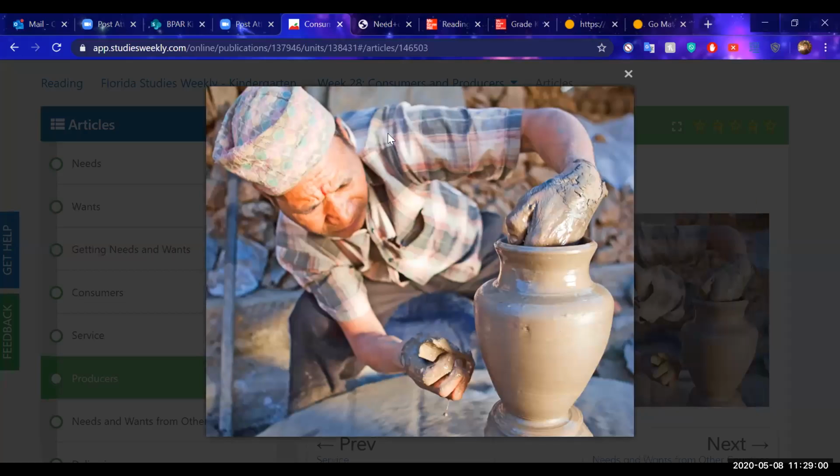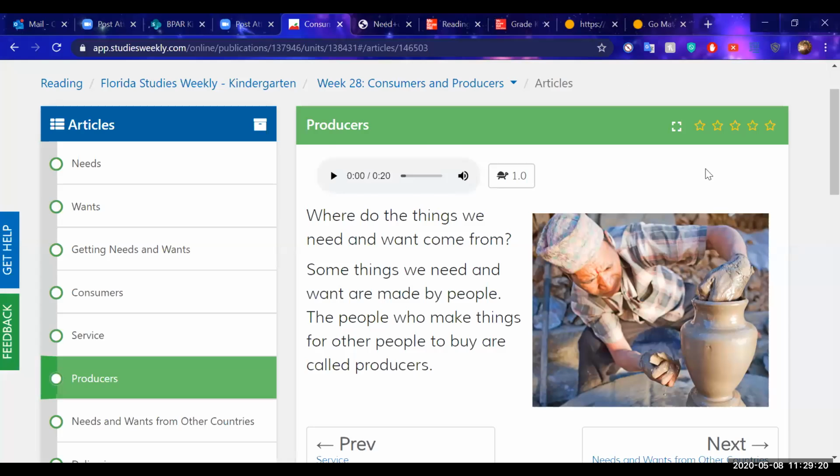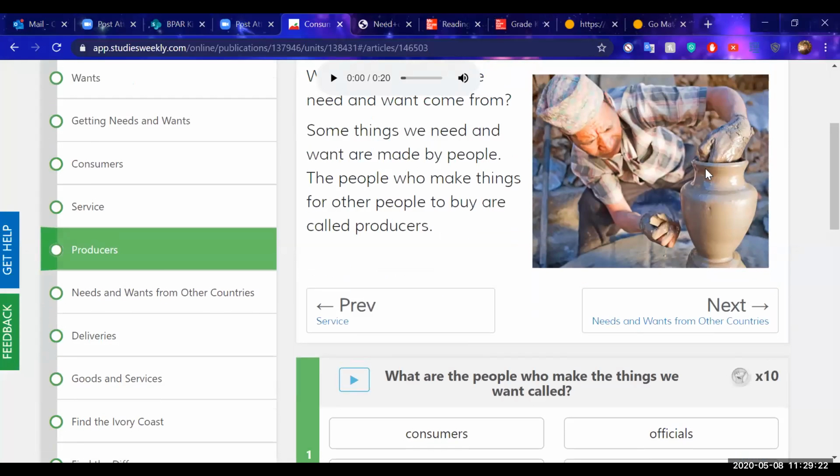What is this man producing? What is that? That's a pot. He's making a clay pot. He's using a natural resource, clay, that comes from the earth, to make a pot for somebody to buy. So he's a producer.